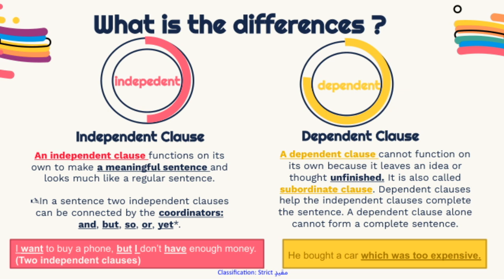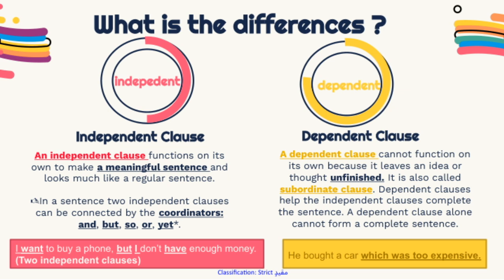Now, moving on to dependent clauses. These are also called subordinate clauses. They cannot stand alone as complete sentences because they leave a thought unfinished. For instance, in I want to buy a phone, but I don't have enough money, the second part, but I don't have enough money, is an independent clause, but if you see a clause like, because I was late, that's dependent because it doesn't express a complete idea on its own.